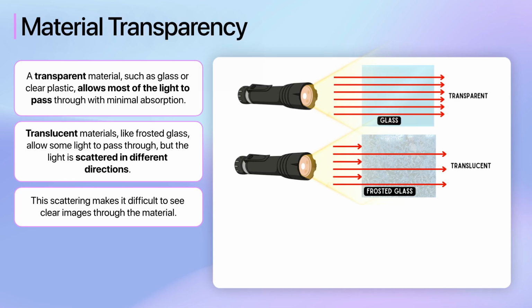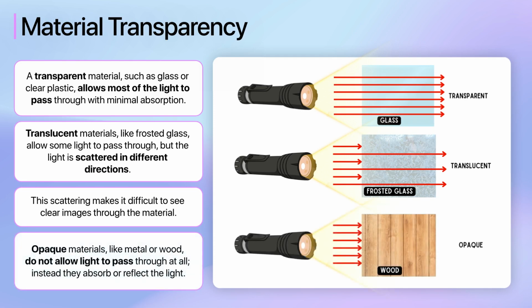You can see that light is coming through, but details and shapes appear blurry. Opaque materials, like metal or wood, do not allow light to pass through at all. Instead, they absorb or reflect the light.